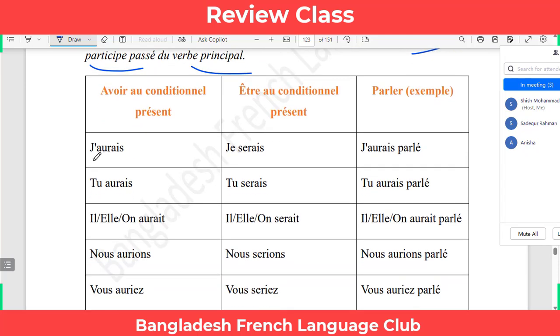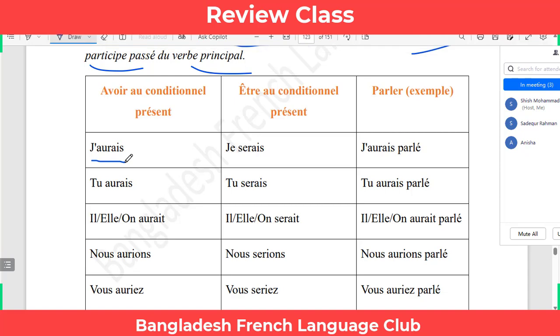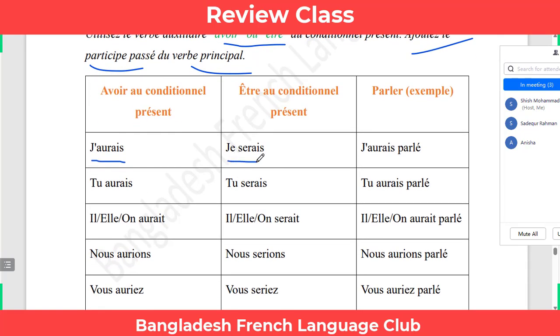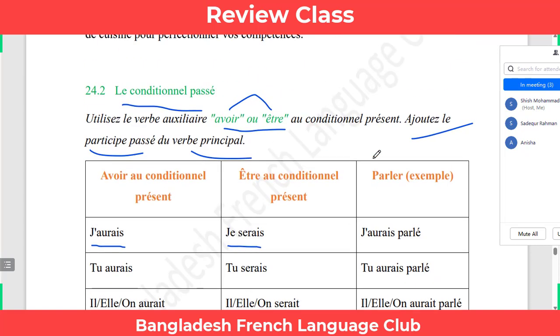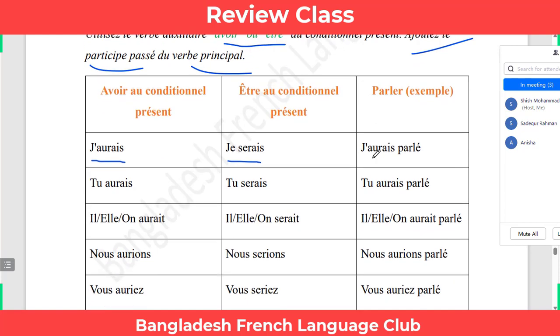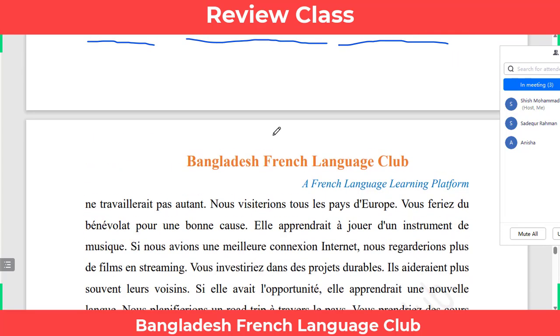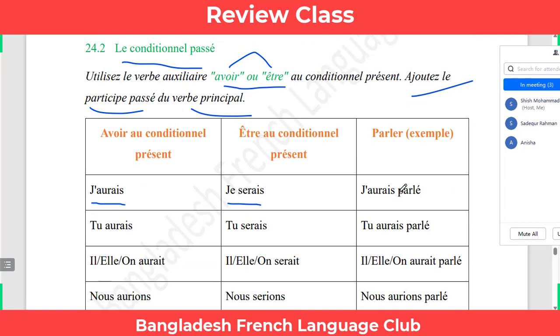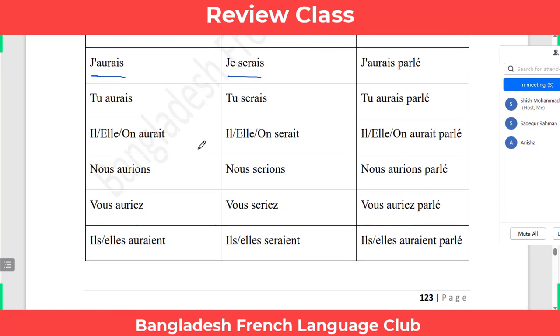So avoir, that is j'aurais, okay, and être is je serais, with AIS, S here with AIS. Then parler, j'aurais parlé, okay, j'aurais parlé. This is the conditionnel passé. I would have talked, and the conditional present is just I would talk. I would talk and I would have talked, or I would have spoken, okay.